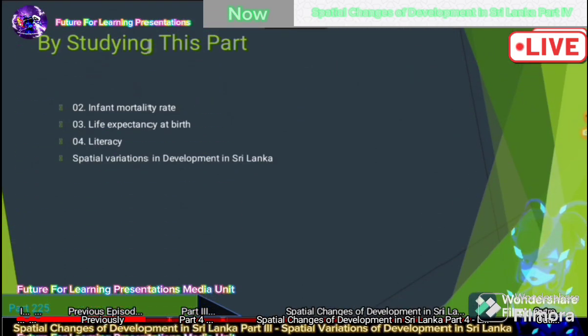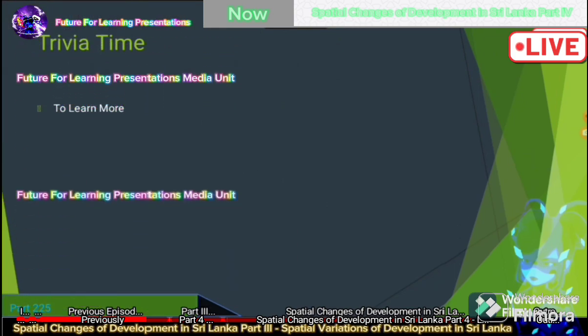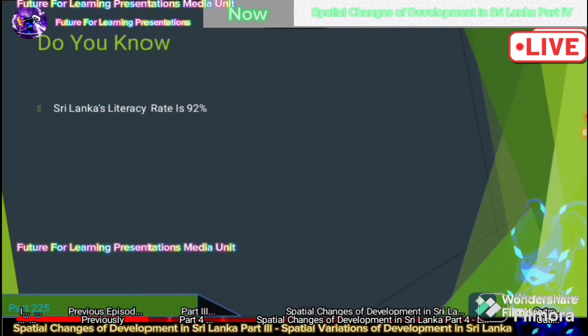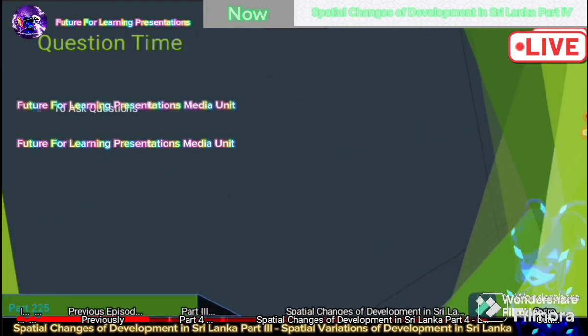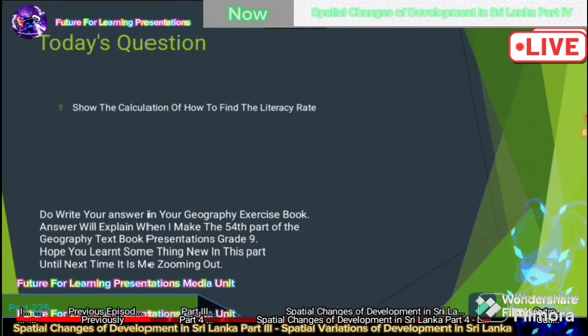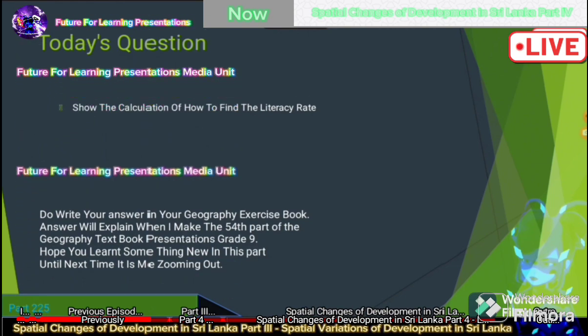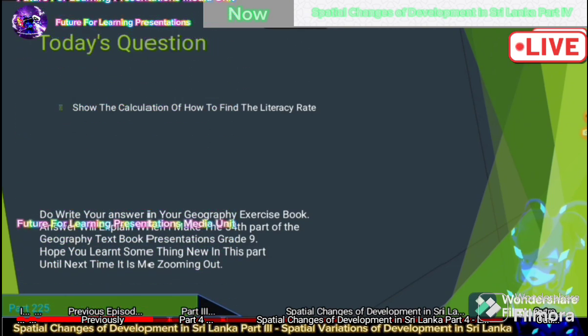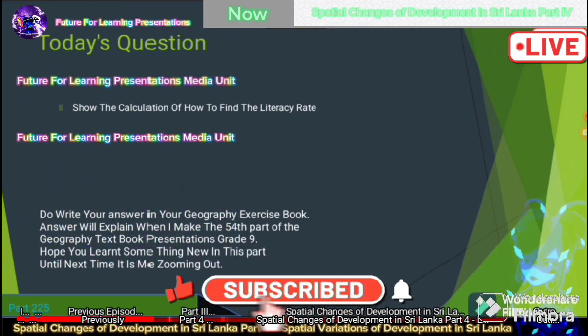Even more life expectancy at the literacy spatial variation in Sri Lanka. Sri Lanka's literacy rate is 90%. Just explain this lesson. Let's take a question now. Show the definition of occupied literacy. Right on the education of the learning part of the literacy. Grade 9. Spatial changes of the definition of occupied part.